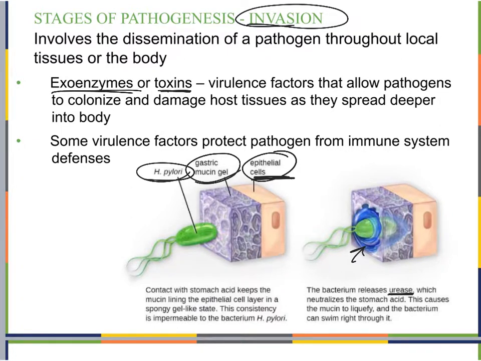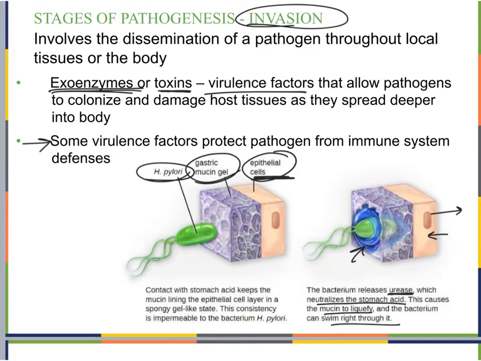So not only does it increase the pH so that the low pH doesn't kill the bacteria, but it also can now burrow through this gel and then get into the cells so that it can get further into the body. So it neutralizes the stomach acid, and this causes that mucin to liquefy, and then it can swim right through it and get into the cells. So this would be invasion. So this is an exoenzyme that it's making. Its virulence factors are going to allow those pathogens to colonize and then damage the host tissues as they get deeper and deeper in the body.